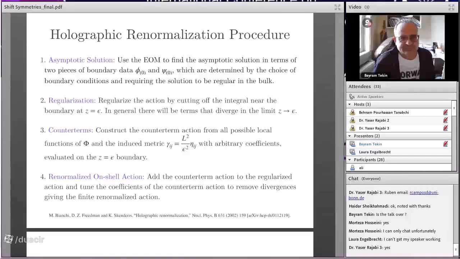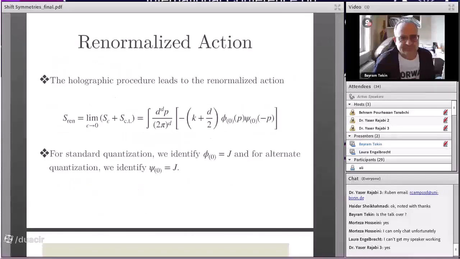Okay, so now for our AdS/CFT computations. For this, we use the holographic renormalization procedure, which is outlined in this paper here by Bianchi, Freedman, and Skenderis. So this procedure follows these steps: you use the equations of motion to find the asymptotic solution in terms of the two pieces of boundary data, phi 0 and psi 0. You then regularize the action by cutting it off near the boundary. You then construct the counterterm action from all the possible local functions of the field. And then you renormalize the action by adding the counterterm action to the regularized action and tuning the coefficients to cancel off any divergences. And this will give you a finite renormalized action.